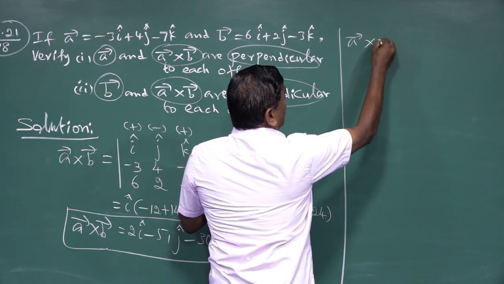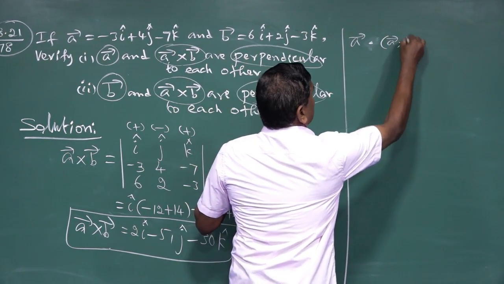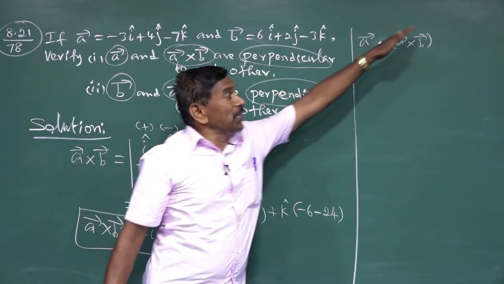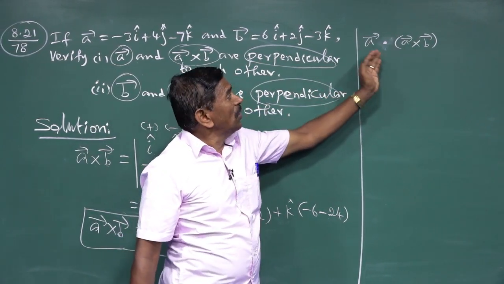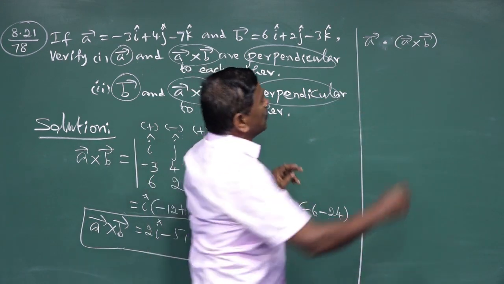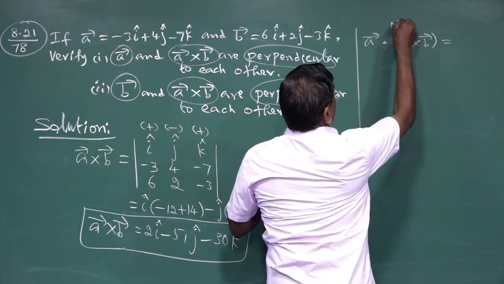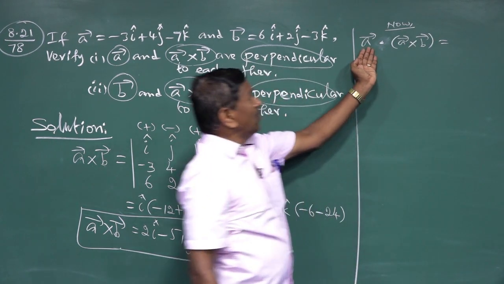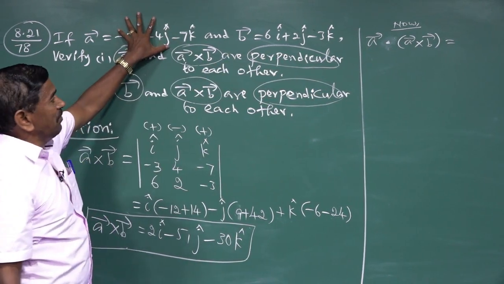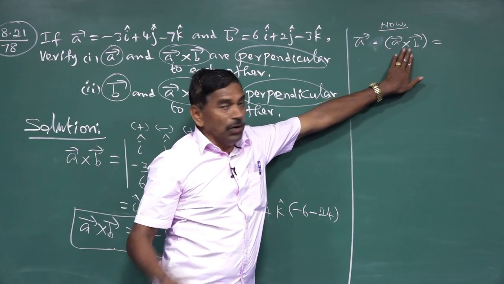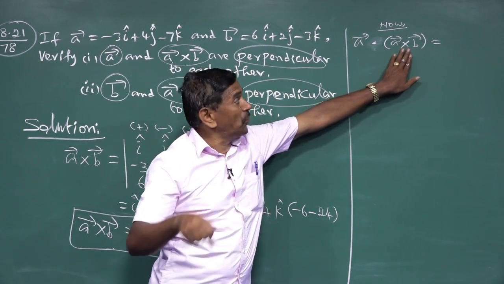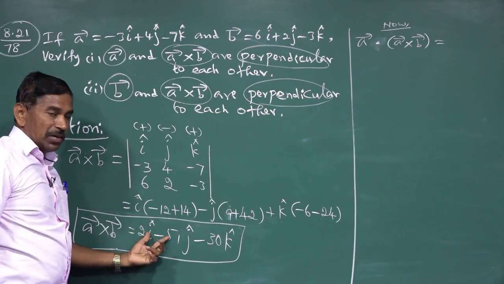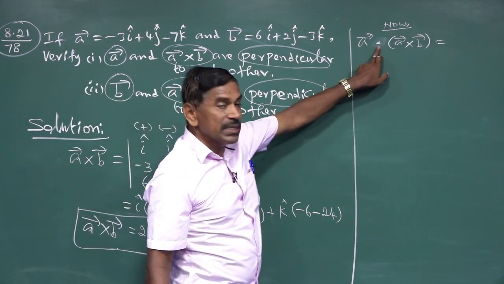Now, A vector cross B. The perpendicular condition is that the dot product equals 0. So A vector dot A cross B. Here A vector is one vector, and A cross B is the other, just the answer from before. The middle relation is the dot product.